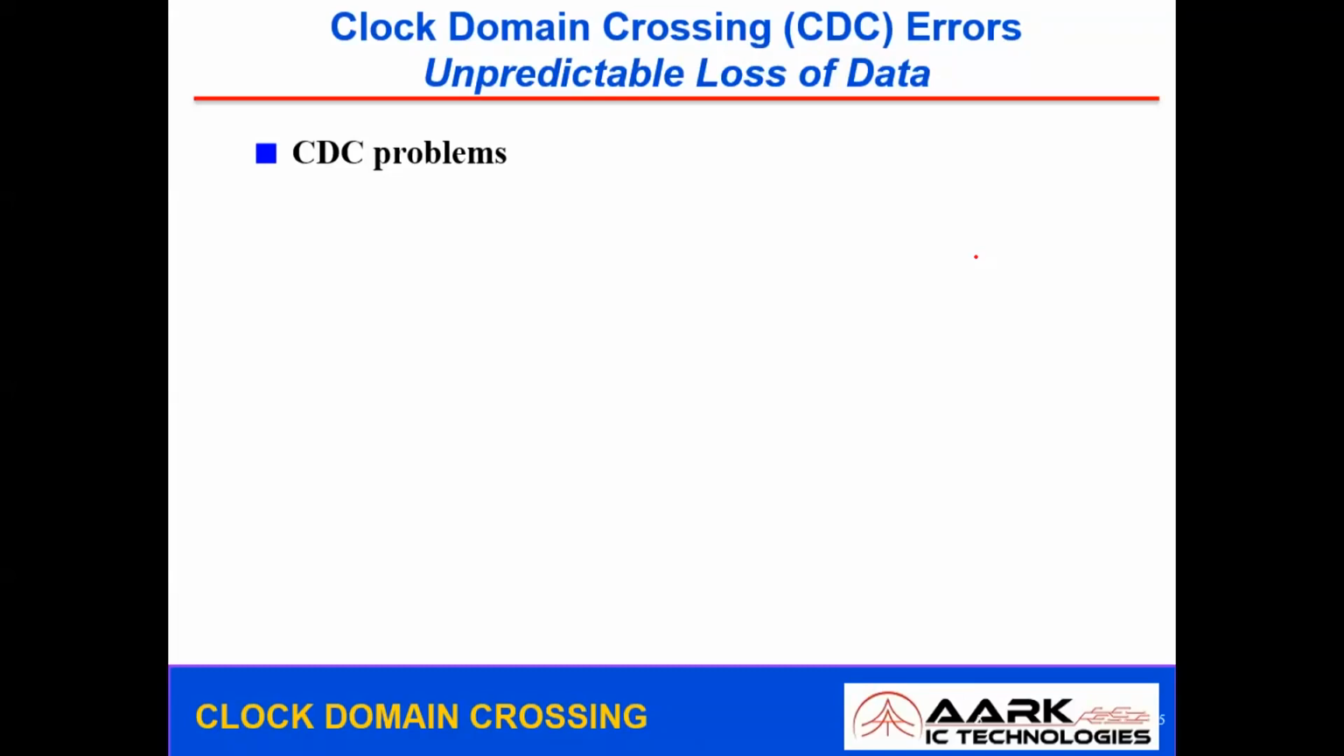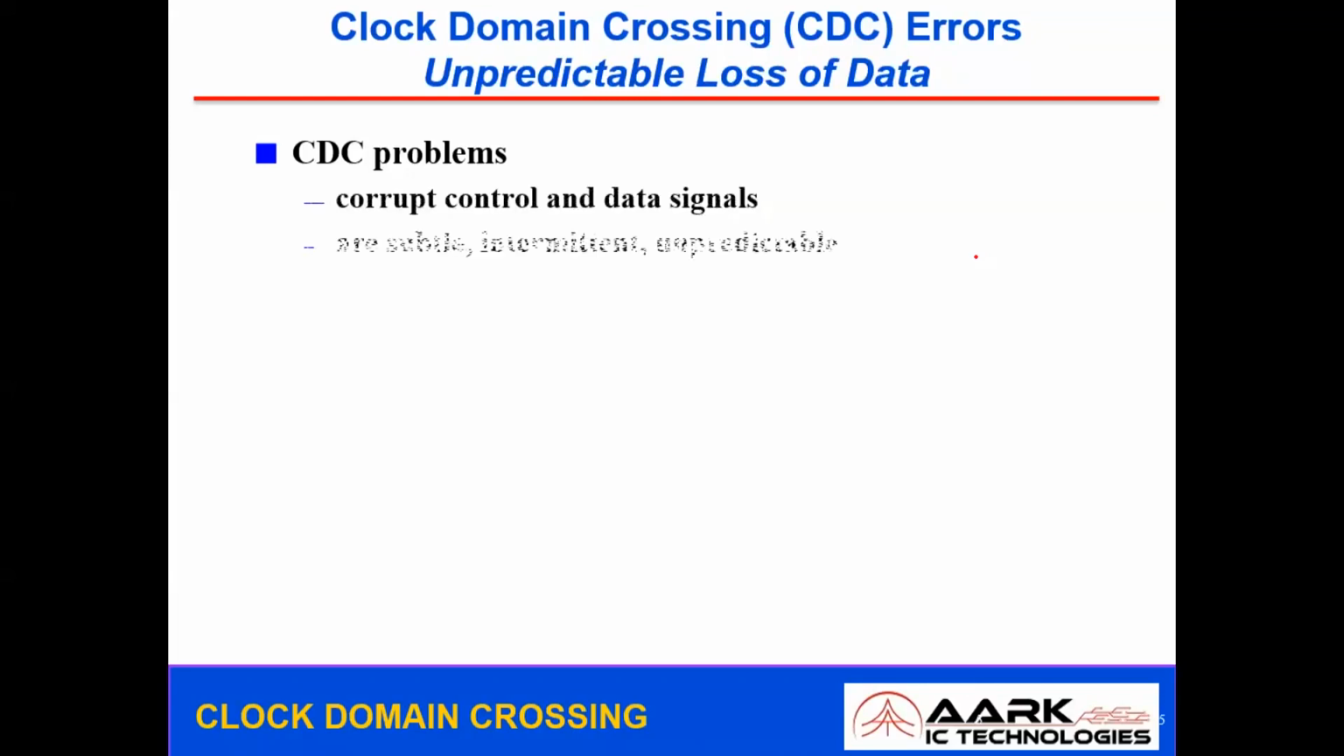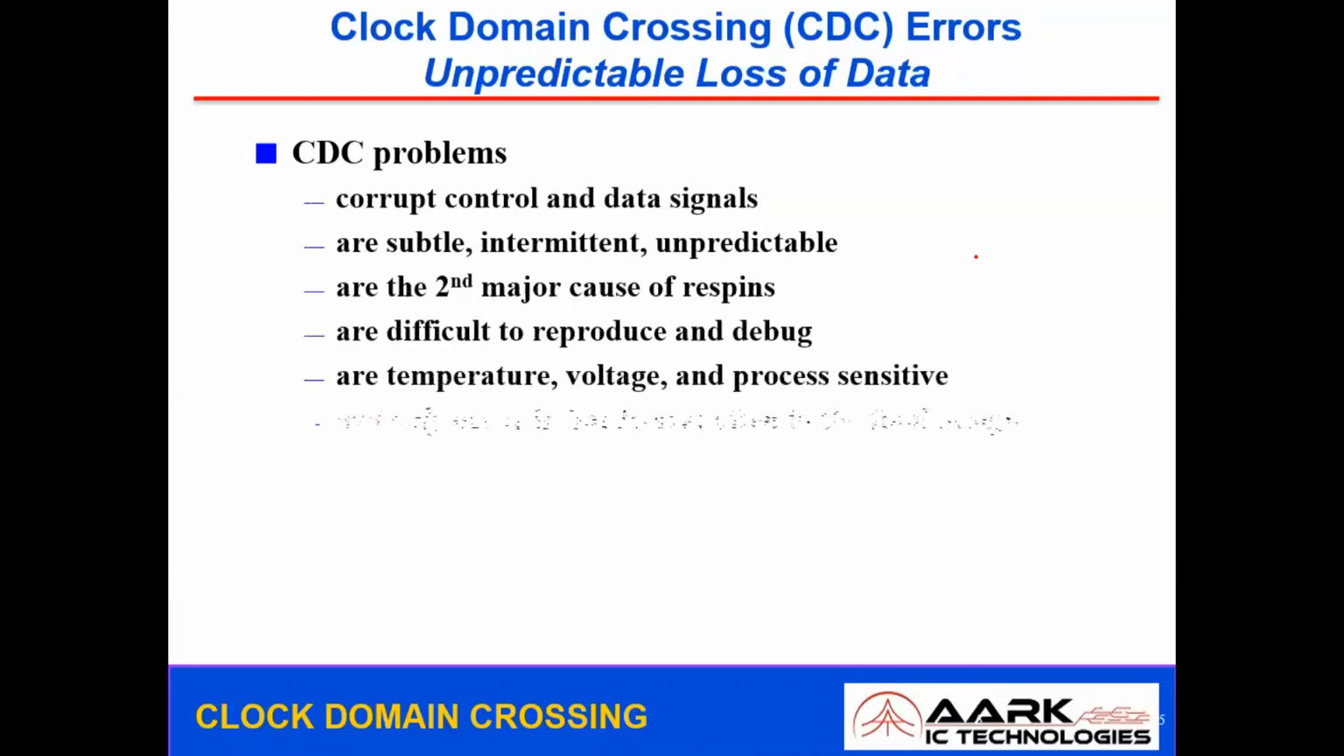Then what is the alternative for this one? What sort of errors might we get? We'll have a loss of data, which we'll quickly see in this one. CDC problems, basically, are going to corrupt control or data signals.